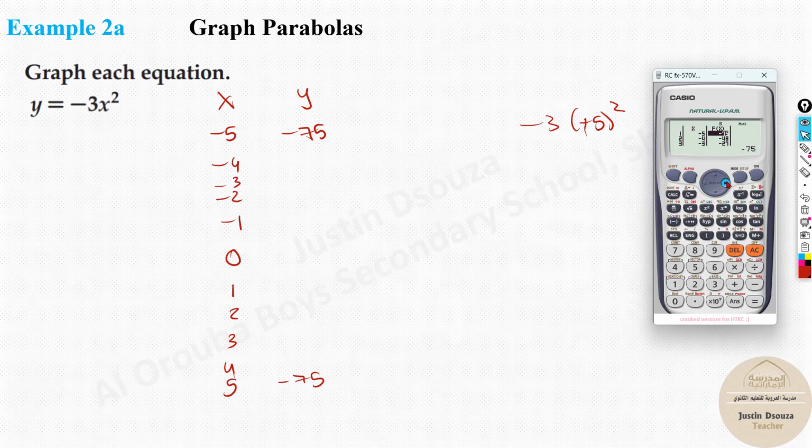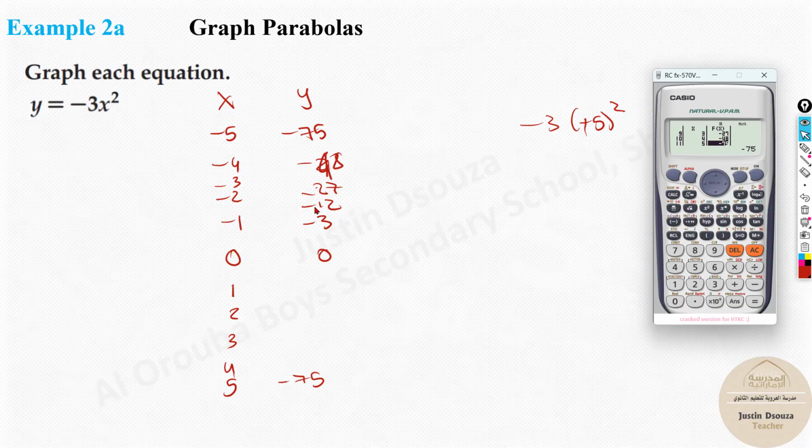For minus 5, we already found out it was negative 75. What about minus 4? It's negative 48, and negative 27. You can keep on going down and find the values. It will be 0 over here, 0 only. This will be minus 3. And over here, what about 2? 2 squared is 4. 4 times 3 is minus 12. So these will be the same values at the bottom as well. You can just scroll down: minus 12, minus 3, 0. It'll be again minus 3, minus 12, minus 27, minus 48, and minus 75.